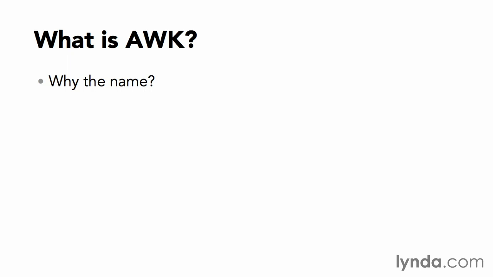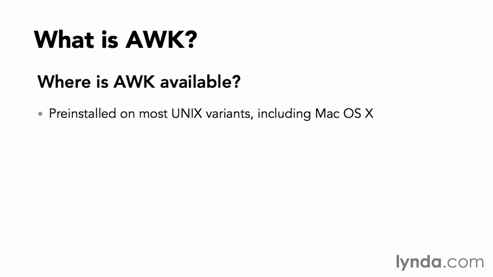It was designed to perform simple data filtering and manipulation tasks, but quickly became popular and gained more power in subsequent versions of the Unix operating system. Where is AWK available? You'll find AWK pre-installed on most Unix variants, including Mac OS X. Just open a command line and type AWK, and you're good to go.